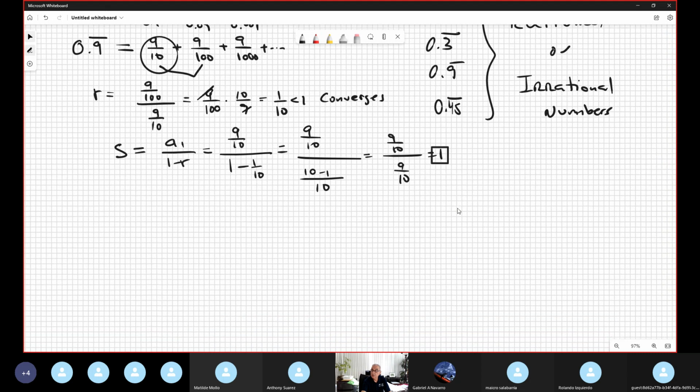Try to do it by yourself. Stop here. 0.45 repeated. Express it as a fraction using the same idea. Hints: you expand it like a series, you determine the common ratio and apply the formula. And the formula gives me the answer as a fraction. Okay, extra credit for this. It's 5 points. Okay, what is the answer? Boom.